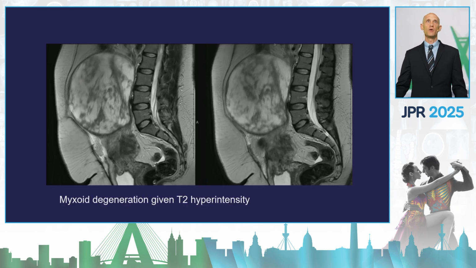Okay, here's an example of a more complex case. Here we have a large subserosal fibroid arising from the uterine fundus. Notice that this mass has high T2 signal intensity. That high T2 signal intensity represents myxoid degeneration.